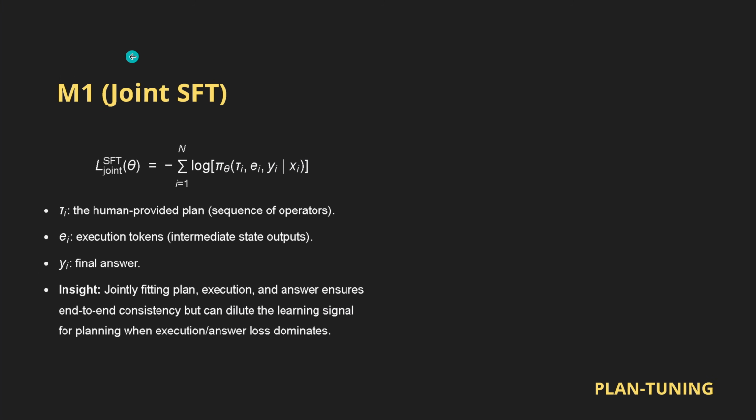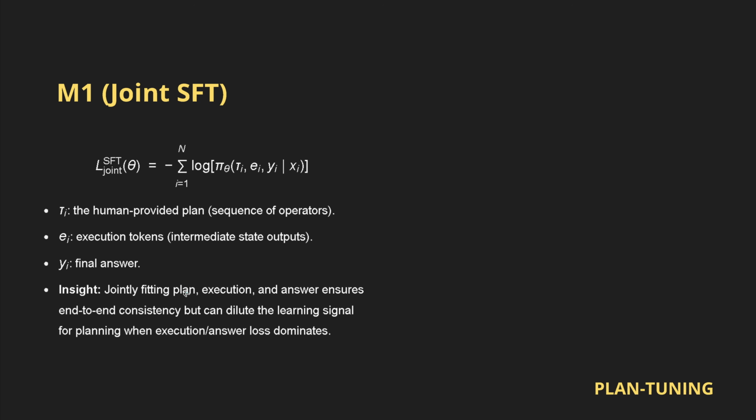M1, method 1: the full complexity of a joint supervised fine-tuning. You have the formula and you see immediately, oh great, tau 1, the human-provided plan, is a sequence of operators. Then we have the execution token in position number 2. Then we have the final answer given. And of course we have the human input, this is my query to the LLM. The insight is that jointly fitting plan, execution and answer ensures end-to-end consistency.